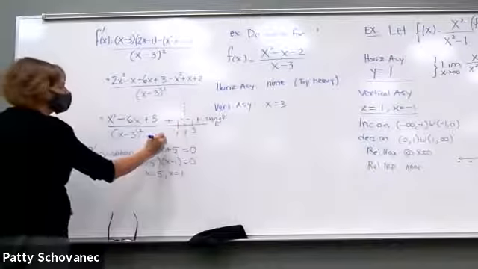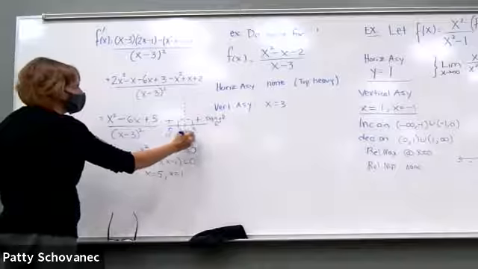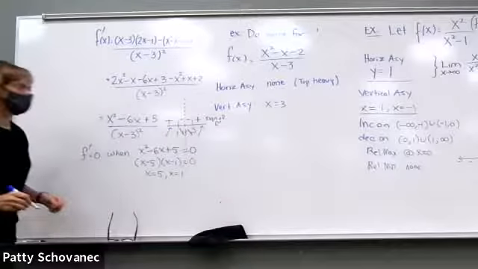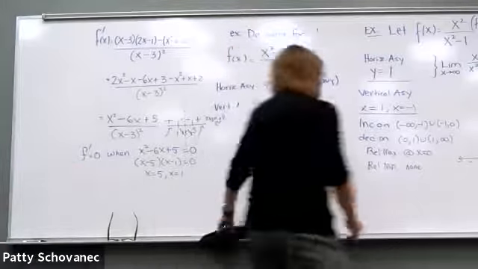And so we have the graph that goes up, then down, down, then up. So x is equal to 1 is a relative max. x is equal to 5 is a relative min. So let's write all that in interval notation.